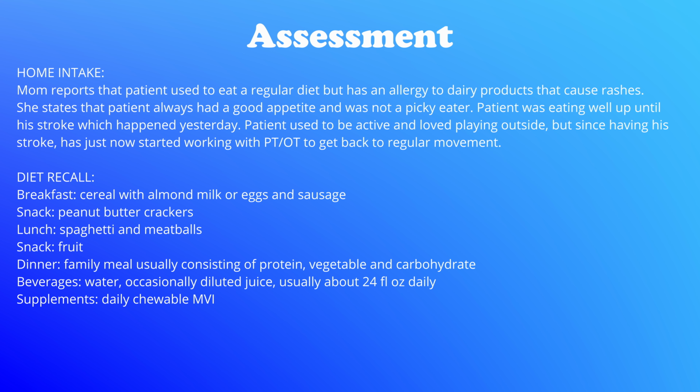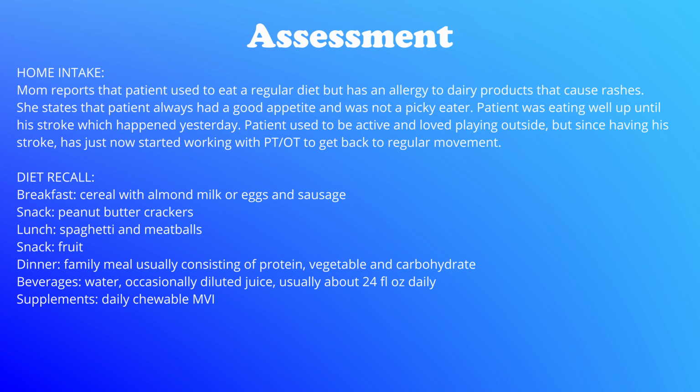And then the following is a diet recall that we obtained from mom. So for breakfast, he has some cereal with almond milk or eggs and sausage. For mid-morning snack, he typically likes to get some peanut butter crackers. For lunch, he loves spaghetti and meatballs. And for an afternoon snack, mom likes to try and offer some fruit. And then for dinner, they usually sit down for a family meal consisting of some kind of protein, vegetable, and carbohydrates.